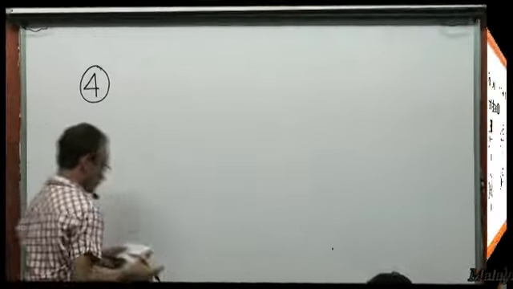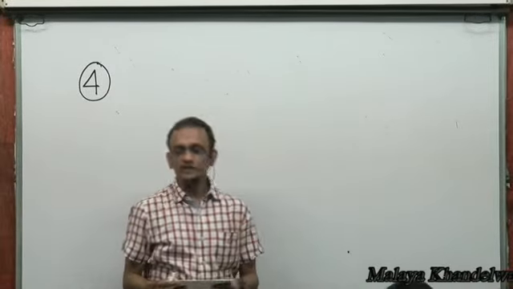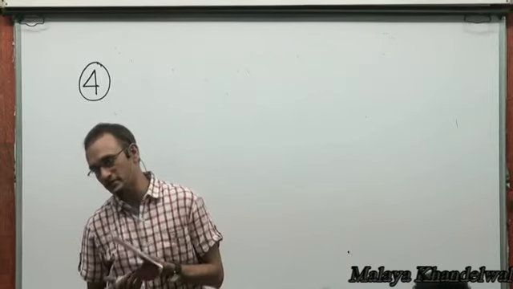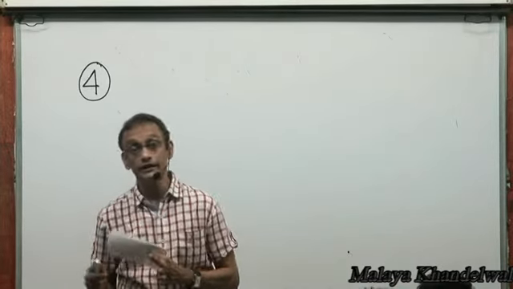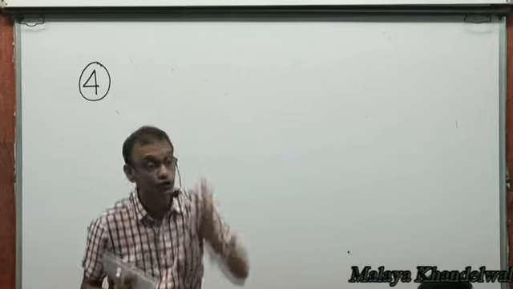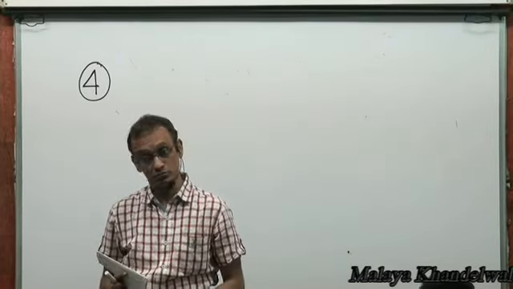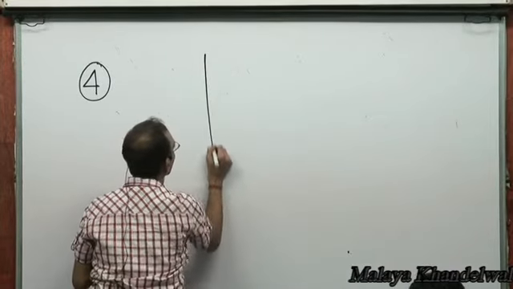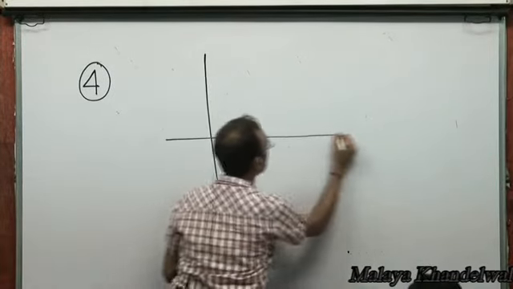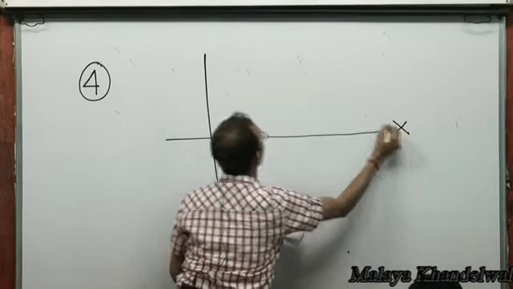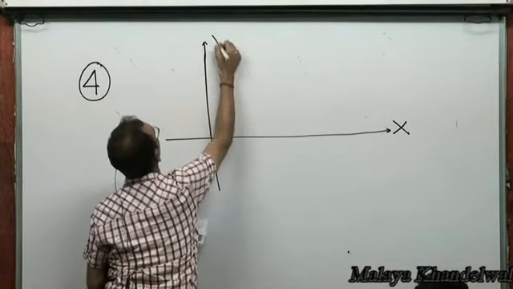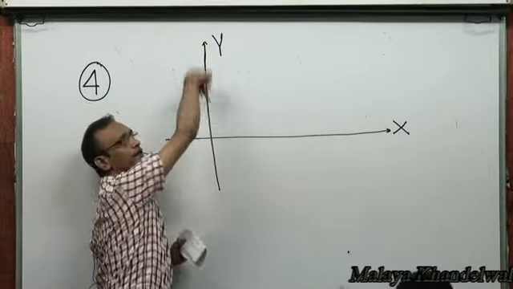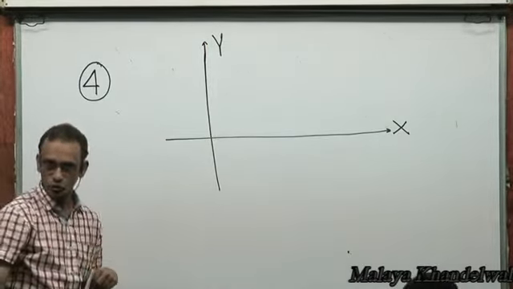Problem 4. There is a current carrying wire placed along the y-axis. It could be carrying current either in the plus y direction or the minus y direction. Clear? We do not know whether the current carrying wire is carrying current upwards or downwards. That's not known to us.